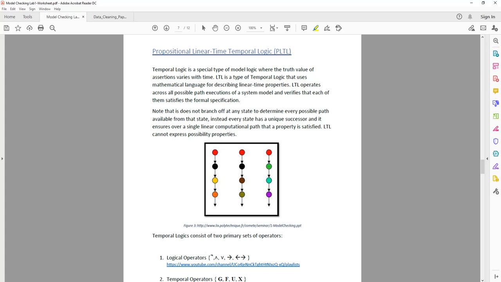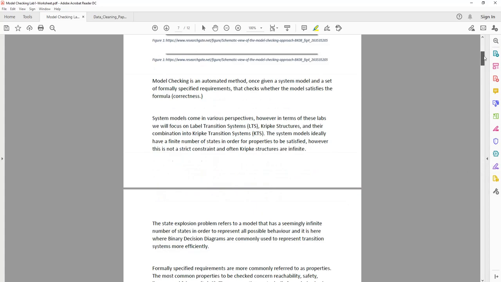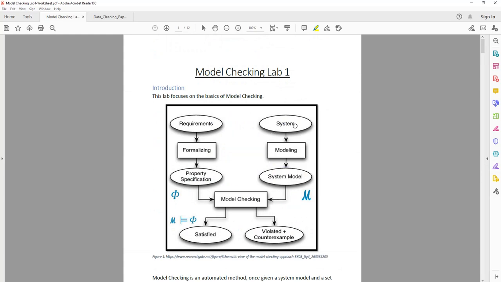So now that we've finished the system side of our diagram, we've covered the system, the modeling, and our system modeled. So our systems are basically the behavior of our systems. We've modeled them using labeled transition systems and Kripke structures. And this is our final system models we have. So we've done the right hand side.